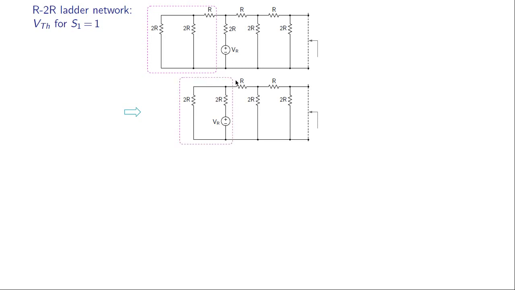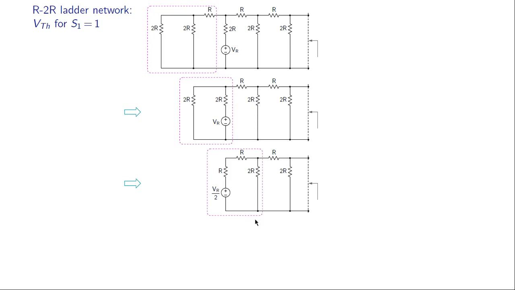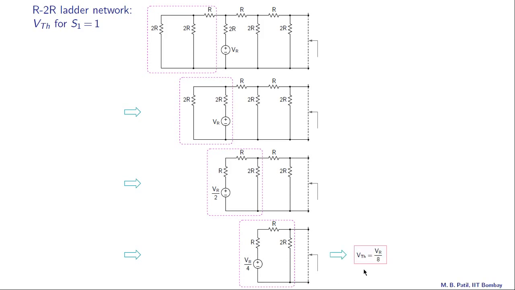And now we can replace this network with its Thevenin equivalent, and we have done that in the last slide. So we are going to get RTH equal to R and VTH equal to half of this voltage, like that. Let us continue. We can now combine these components and get RTH equal to R again and VTH equal to half of this, that is VR by 4. And then finally we combine these to get RTH equal to R and VTH equal to VR by 8. So that is our final answer. As seen from this port, VTH is VR by 8.